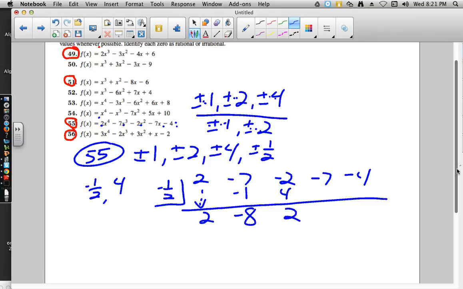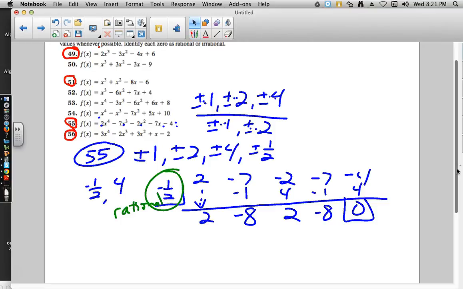Negative 2 plus 4 is 2. Negative 1/2 of 2 is negative 1. Negative 7 and a negative 1 is negative 8. And then negative 1/2 of negative 8 is positive 4. And that one is verified. Negative 1/2 is, of course, rational, and it is one of the zeros.